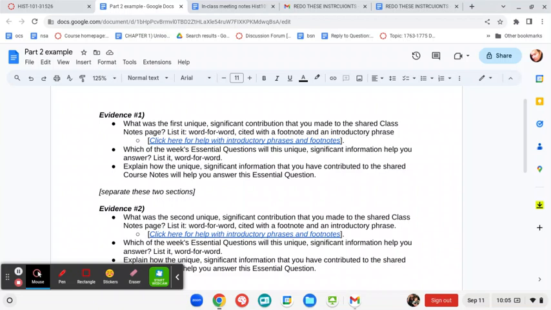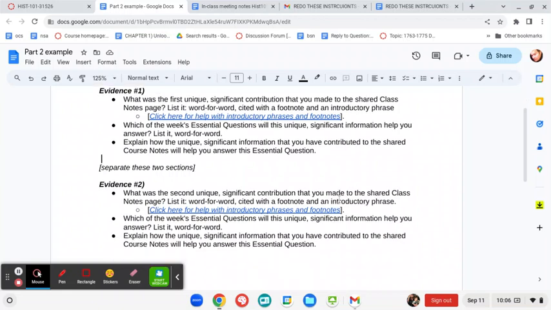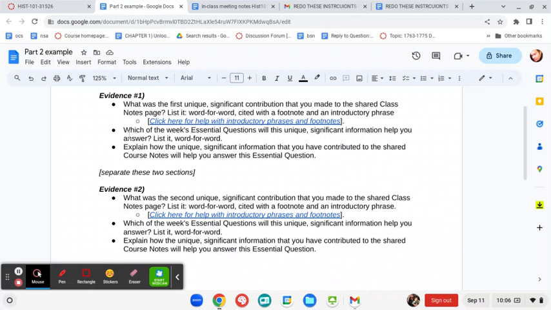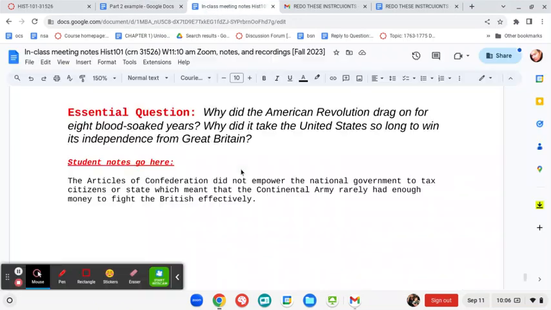So what I did on this example part 2 submission is I put the instructions here as a template to follow. So for instance, what do you need to have in this Google document that you create each week for part 2 of the wrap-up assignment? Well, what did you actually contribute to the course notes page? List it here word for word so that I can find it in the course notes if I would like to review it. So remember what you added.